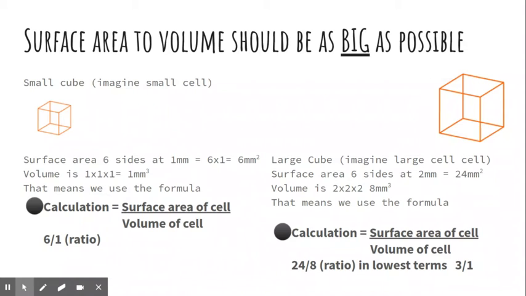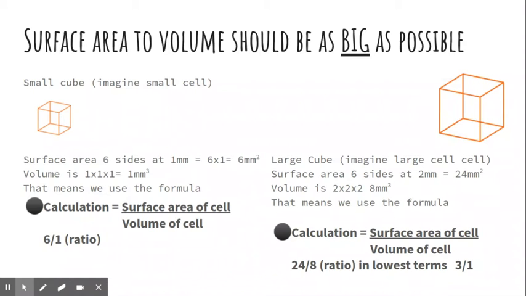So if we look at this small cube, imagine it's a small cell. Each of those sides is about 1 millimeter. If we multiply the 6 sides together, we get 6 millimeters squared, essentially the surface area. If we look at the volume, that's cubed, 1 times 1 times 1, because they're all 1 millimeter. That gives us 1 millimeter cubed. So our surface area to volume ratio is 6/1. This ratio means that our cube has a 6:1 surface area to volume ratio, so its surface area is much bigger than the volume inside the cell.